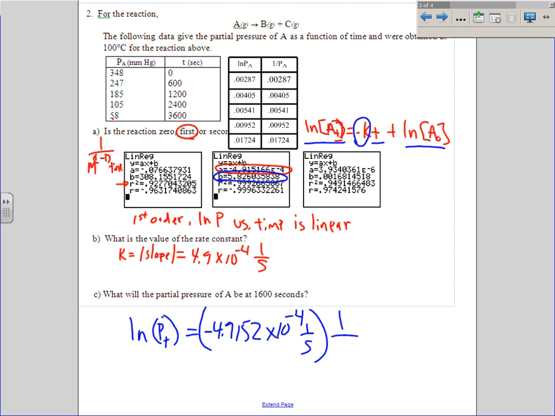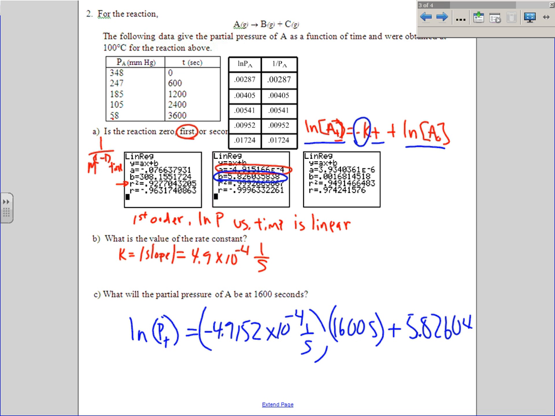times t. Well, t is given here. I'm sorry, not 1 over t. Let me erase that. Times t, which would be 1600 seconds, plus our y-intercept, which was 5.82604, carry through a few extra significant digits. And once again, we've got an equation with one unknown. Calculate this out and find out what the ln of p equals.